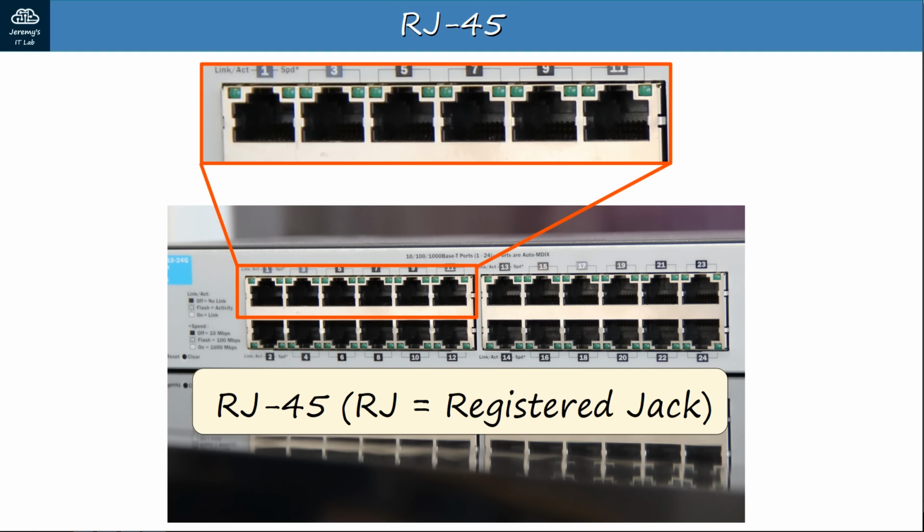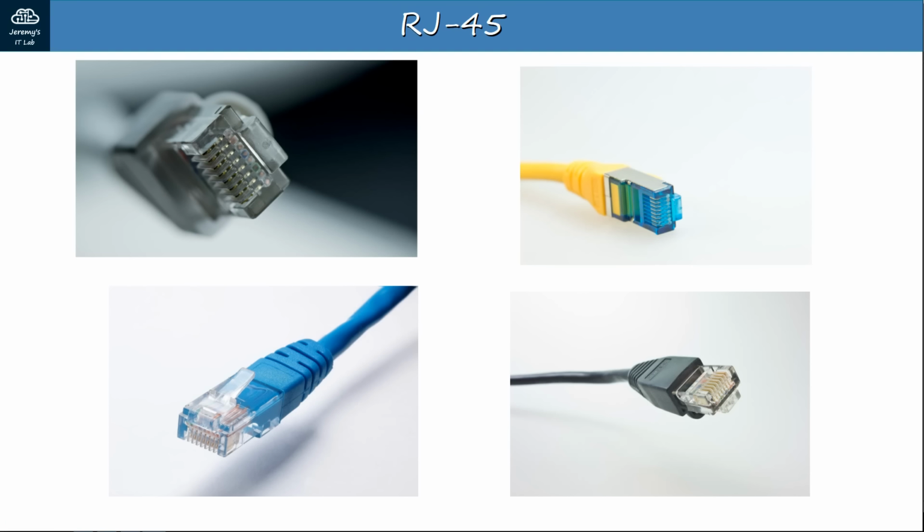Let's look at the RJ45 connector at the end of a cable. I'm sure you've seen one before. These are all cables with RJ45 connectors. As you can see, there are some variations in design and color, but all of these connectors would fit into the ports we saw in the previous slide. The RJ45 connector is used on the end of a copper Ethernet cable. There are Ethernet cables which do not use copper wiring as well, but we'll get to that later.